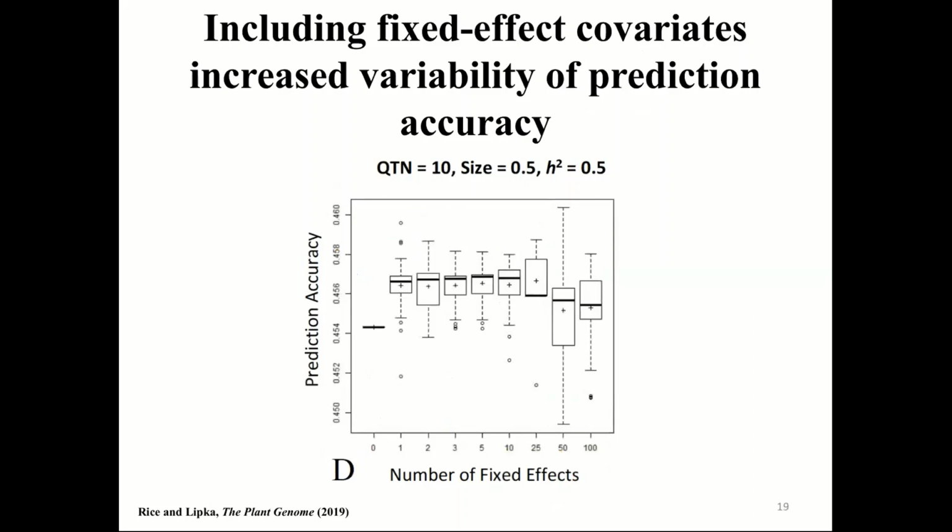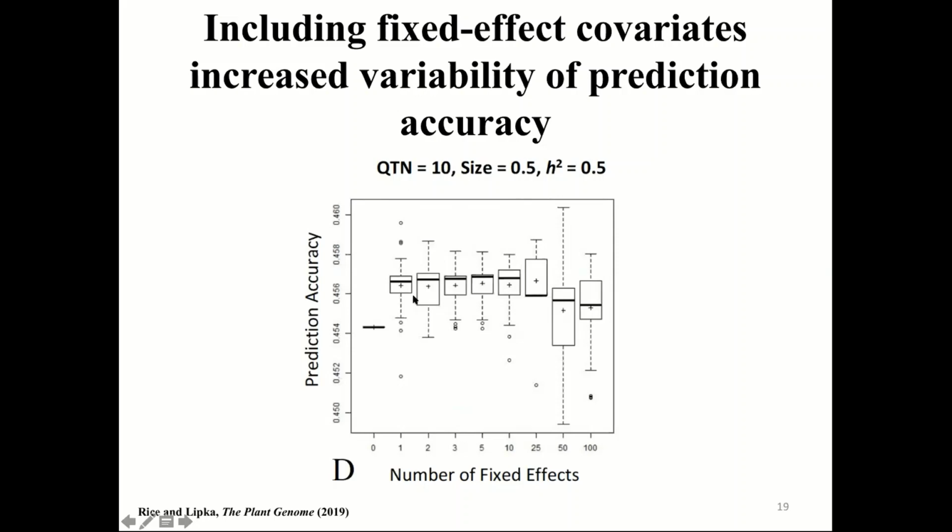So we also found that including a fixed effect covariate not only more often than not decreases prediction accuracy, it also increases the variability in prediction accuracy compared to a standard RR-BLUP model. So here's one instance where we saw such a result. Here's a trait simulated in maize, a type 2 trait, I believe, with 10 QTN, an effect size of the large effect QTN of 0.5, and a narrow-sense heritability of 0.5.